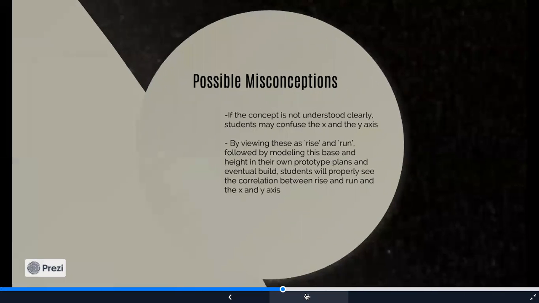Possible misconceptions. If the concept of slope is not understood clearly, students may confuse the x and the y axis of their triangle. By viewing these as rise and run, followed by modeling this base and height in their own prototypes and the eventual build, students will probably see the correlation between rise and run and the x and y axis.